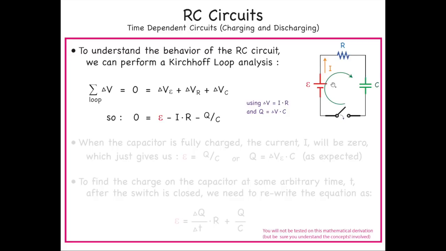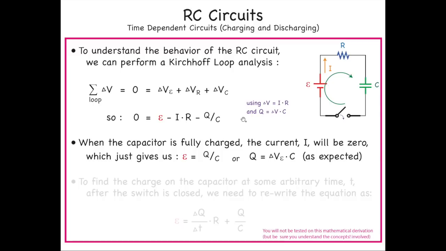So going in a clockwise fashion and presuming that the current runs also in that same direction, we get a positive EMF minus a voltage drop across the resistor minus a voltage drop across the capacitor, which, if you remember from when we studied capacitors, we have the equation charge is equal to voltage difference across the capacitor times the capacitance. So we can write that delta V_C as Q over C.